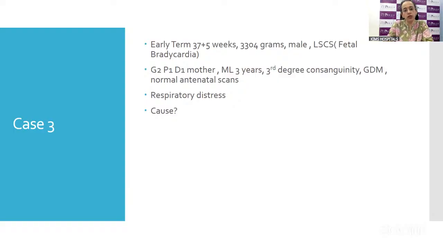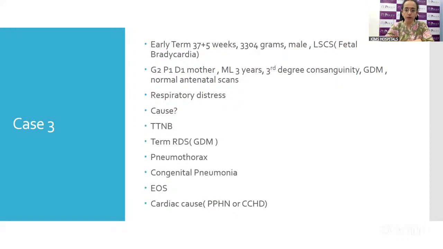Initially, the differential diagnoses that we considered were transient tachypnea of newborn or term RDS, since the infant was an IDM baby. In severe cases, the other rare diagnosis which we can think of is pneumothorax, if the distress is not settling despite providing adequate respiratory support. X-ray will show us whether the congenital pneumonia picture is there or not. And we should also suspect early onset neonatal sepsis in a baby who is having respiratory distress. And if these above causes are not there, then we should suspect a cardiac cause also, either PPHN or critical congenital heart disease.